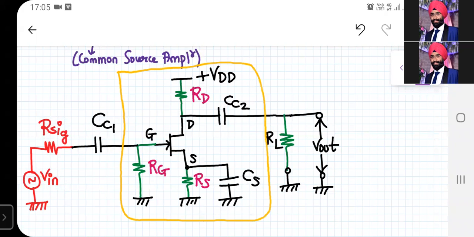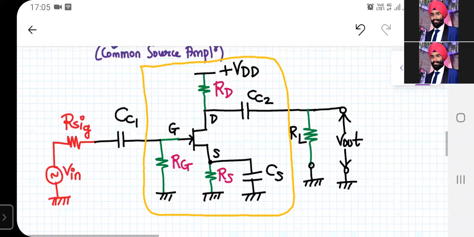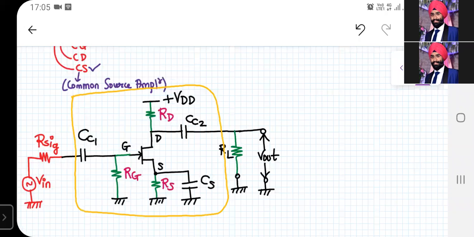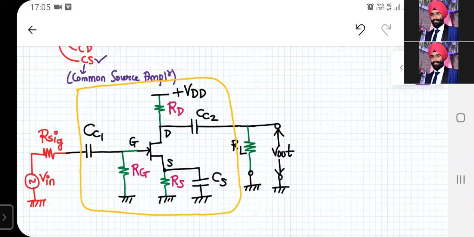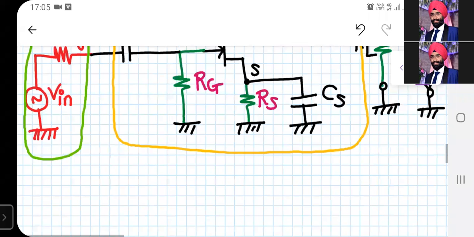What is on the left hand side? I mean, sorry, I have not included the capacitor. This capacitor also should be included. This is my amplifier. So what is that side on the left hand side? This is my source. Okay, this is my source.